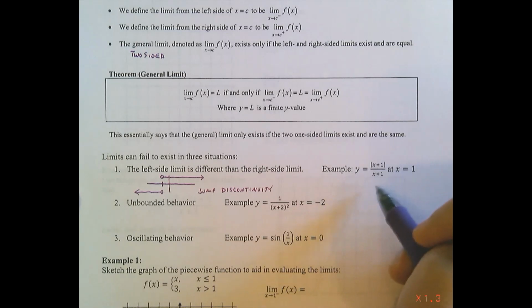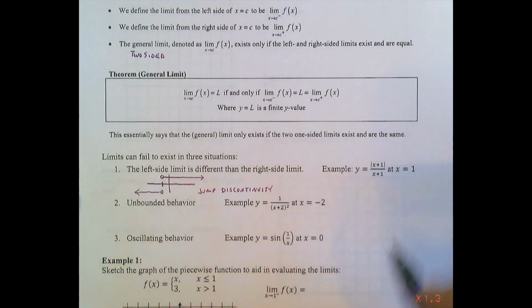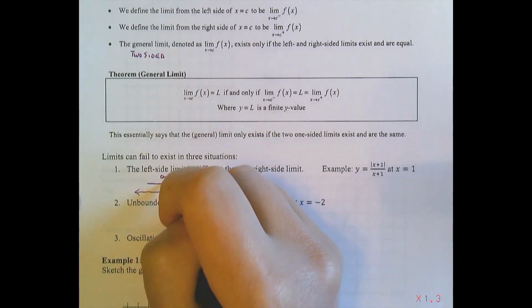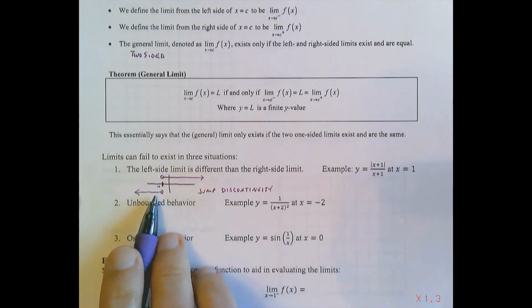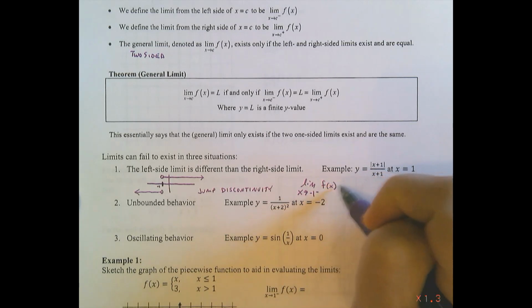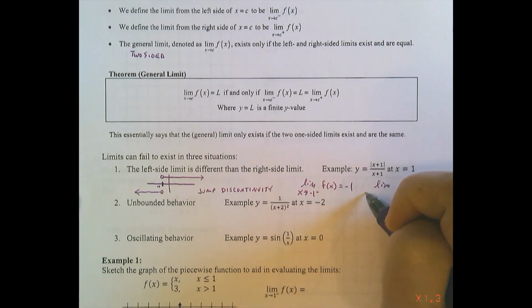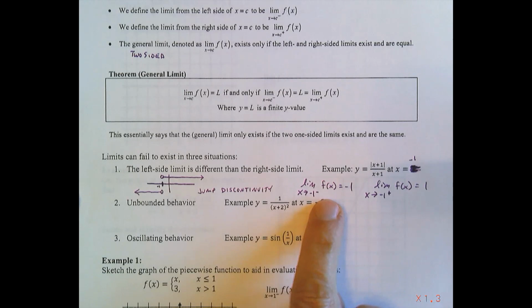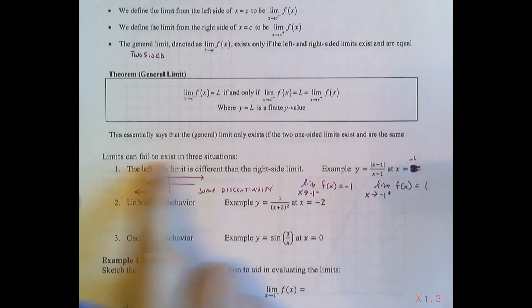This is in our parent function toolkit, though we didn't get to this one this year because of pandemic days. But if we approach negative 1 from the left, we get an answer of negative 1. And if we approach negative 1 from the right, we get an answer of positive 1. This is a typo. This really should have been at x equals negative 1. So because my left limit does not equal my right limit, the limit does not exist. So there's a case where the limit failed to exist.